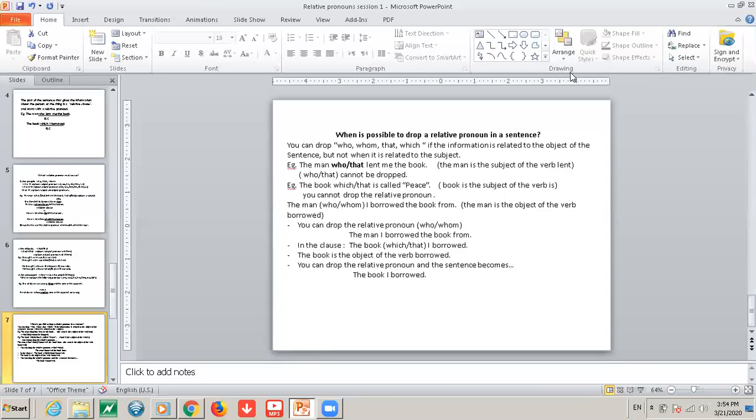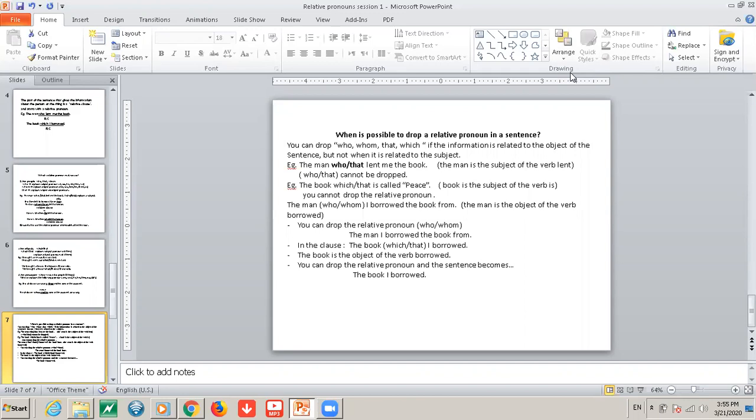Now, when is it possible to drop a relative pronoun in a sentence, and when is it not possible? You can drop who, whom, that, and which if the information is related to the object of the sentence, but not when it is related to the subject. For example: the man who or that lent me the book. The man is the subject of the verb lend. Who or that in this sentence define the man, and the man is the subject. So you cannot drop who or that.